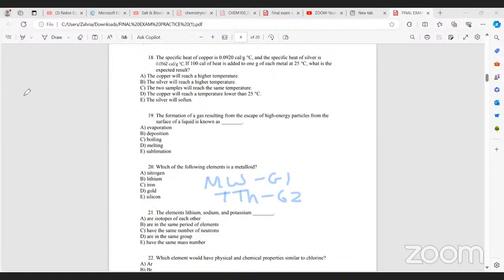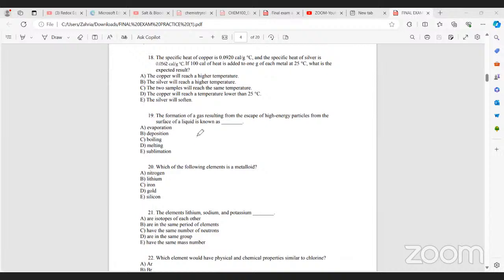So for this last problem, number 18, I'm going to do that one. It says the specific heat of copper is 0.0920 calories per gram degree Celsius. The specific heat of silver is 0.0562 calories per gram degree Celsius. If 100 calories of heat is added to 1 gram of each metal at 25 degrees, what is the expected result? All right, so let me show you all how to do this.